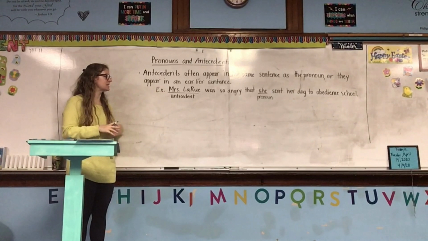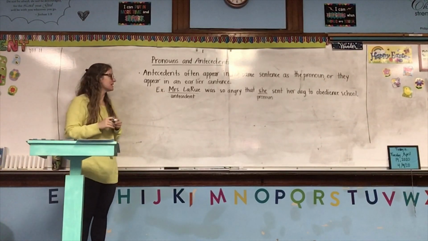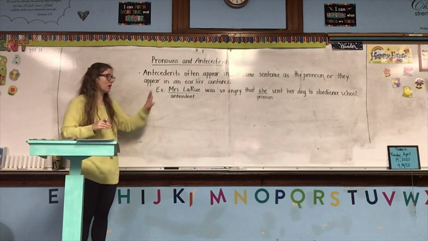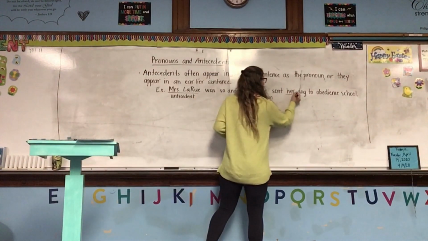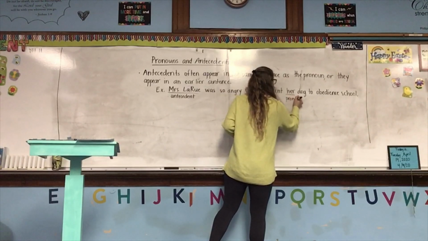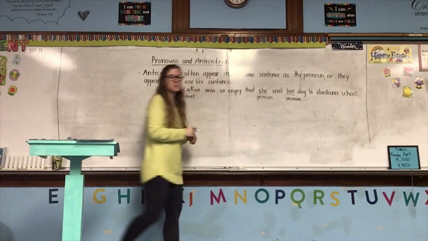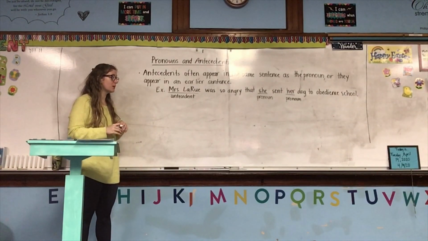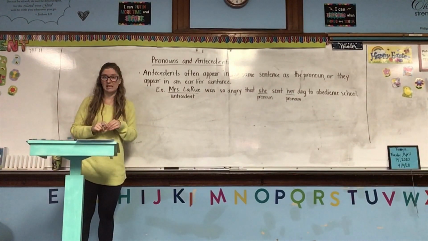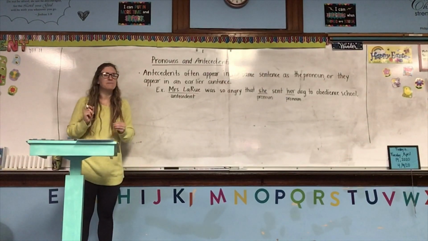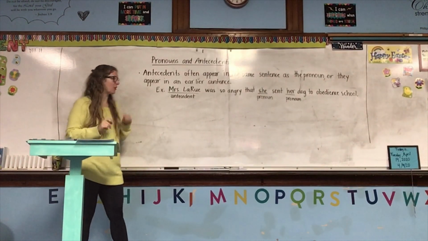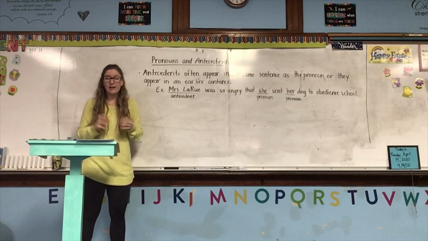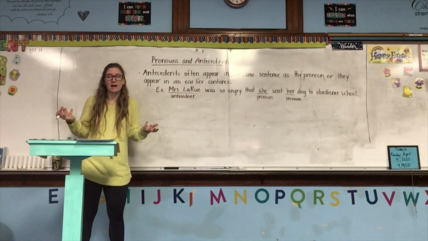Because we don't want to use Mrs. LaRue twice, because listen to this. Mrs. LaRue was so angry that Mrs. LaRue sent her dog to obedience school. Or no, really, we have two, actually, to mean these all are talking about Mrs. LaRue. If we did not have these pronouns, this sentence would sound like this. Mrs. LaRue was so angry that Mrs. LaRue sent Mrs. LaRue's dog to obedience school. And that would just sound silly. If we only use pronouns, we have she was so angry that she sent her dog to obedience school. Well, then we wouldn't know who we were talking about.